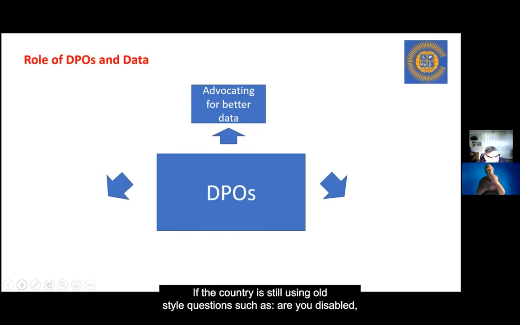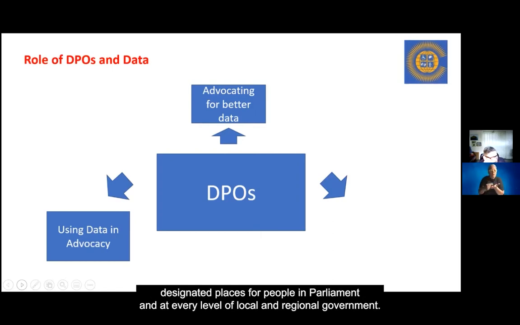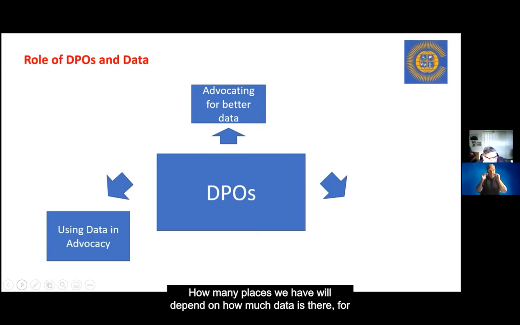And if the country is still using old style questions, such as, are you disabled or do you think you're disabled? They're going to get very low results, because we know from the research that's been done that people don't answer positively to that in many cases. So we need the data ourselves to use to advocate for better provision, for changes in the law, for better services, for places in Parliament. There are a number of Commonwealth countries, such as Uganda, that have designated places for people in Parliament, and at every level of local and regional government. How many places we have will depend on how much data is there.